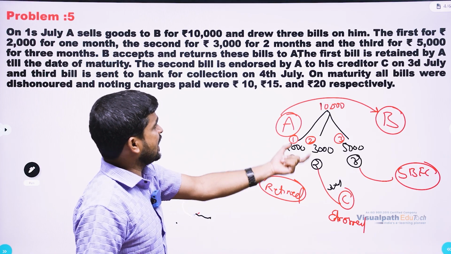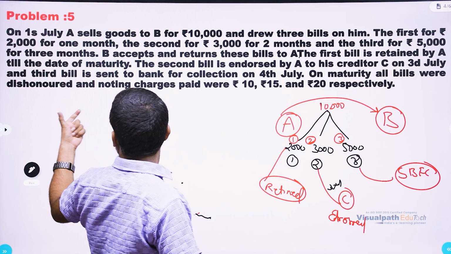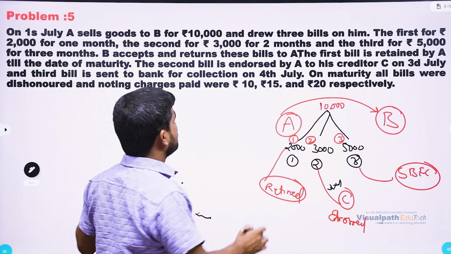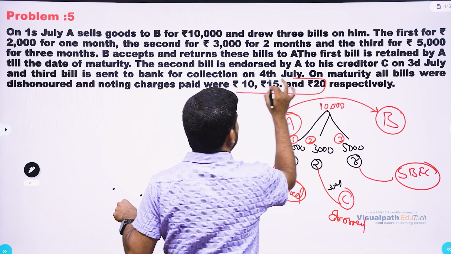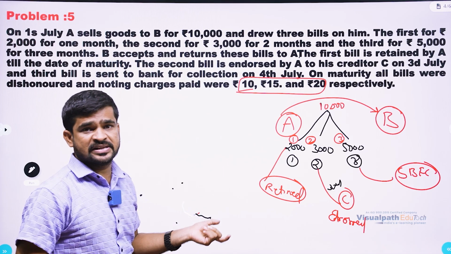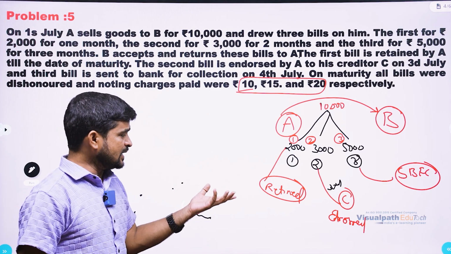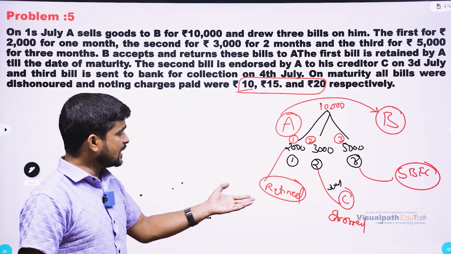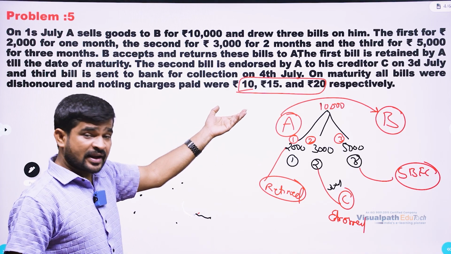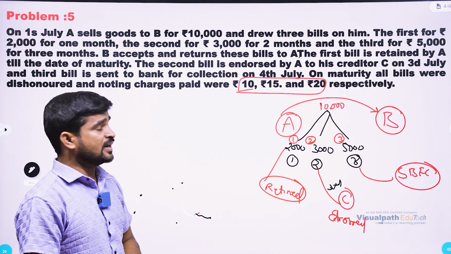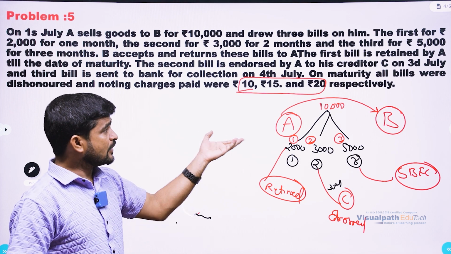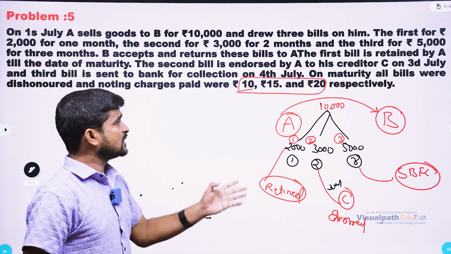On the maturity date, all the bills were dishonored and noting charges of 10 rupees, 15 rupees and 20 rupees were paid respectively. They have drawn 3 bills and all 3 bills are completely dishonored. Now it is asking to write in the books of both parties.